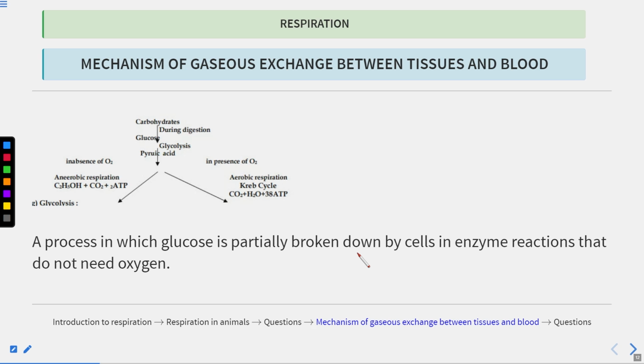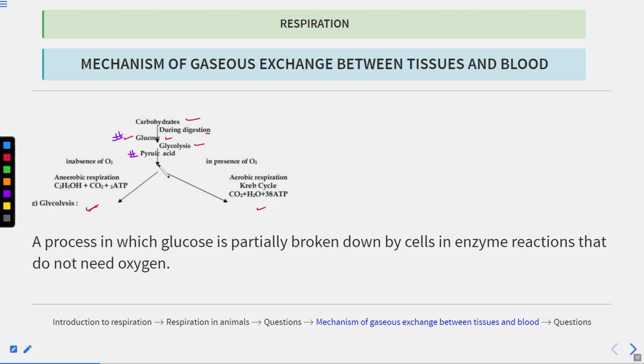Now, this is the flowchart showing you the process of aerobic respiration as well as anaerobic respiration. First, carbohydrates are digested and converted into a simple form, that is glucose. Glucose is a monosaccharide and the most readily available carbohydrate used in respiration. So during glycolysis, what is happening? The glucose molecule is converted into two molecules of pyruvic acid.